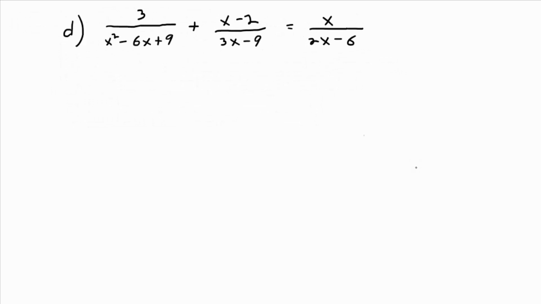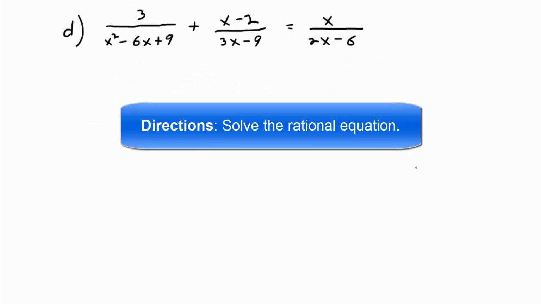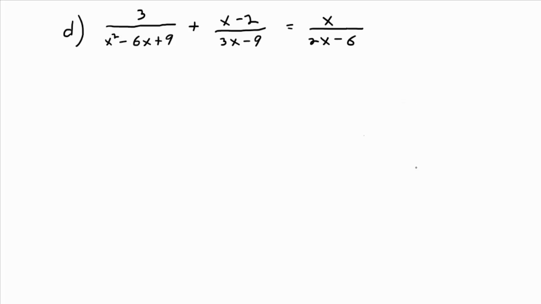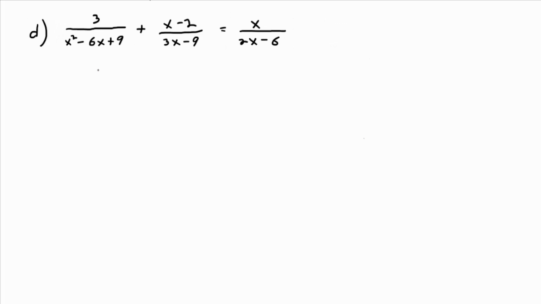All right, part D, we have 3 divided by x squared minus 6x plus 9, plus x minus 2 divided by 3x minus 9, equals x divided by 2x minus 6. All right, I have to find the LCD. According to those steps above, I have to find the LCD. But before I find the LCD, what do I have to do? Let me make this a little bit smaller. Save some room here. We have to factor, don't we? We have to factor more than once.